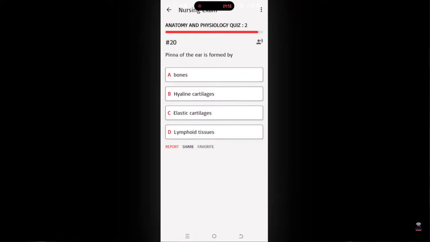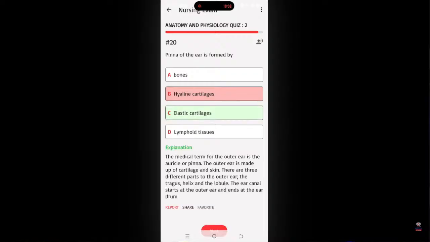The pinna of the ear is formed by A. Bones. B. Hyaline cartilages. C. Elastic cartilages. D. Lymphoid tissues. Correct answer is C. The medical term for the outer ear is the auricle or pinna. The outer ear is made up of cartilage and skin. There are 3 different parts to the outer ear: the tragus, helix and the lobule.